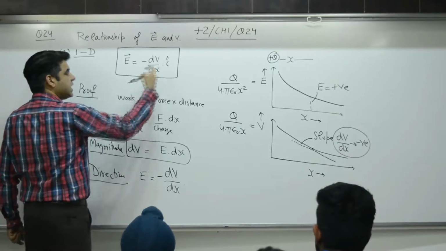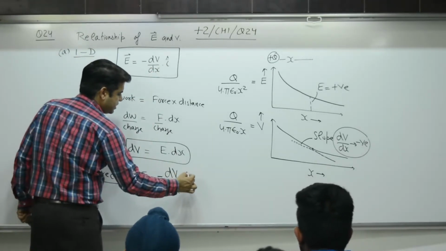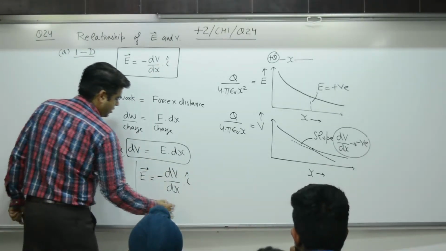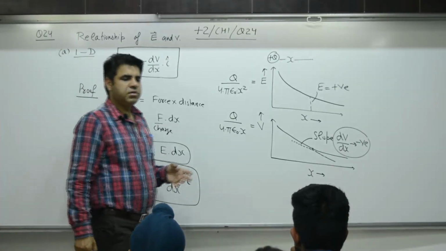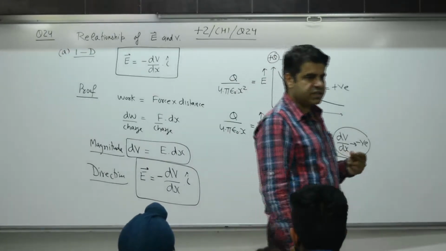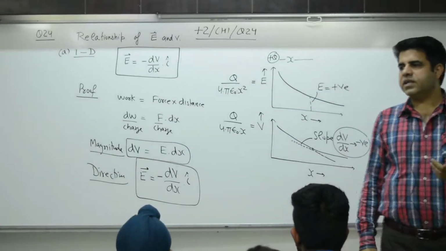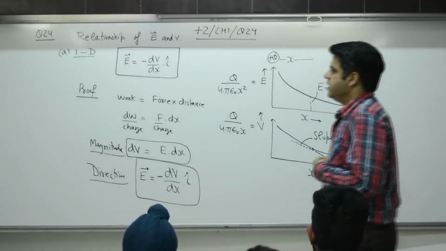If you want to take direction into account, it is along the x-axis. So E is equal to minus dV by dx.